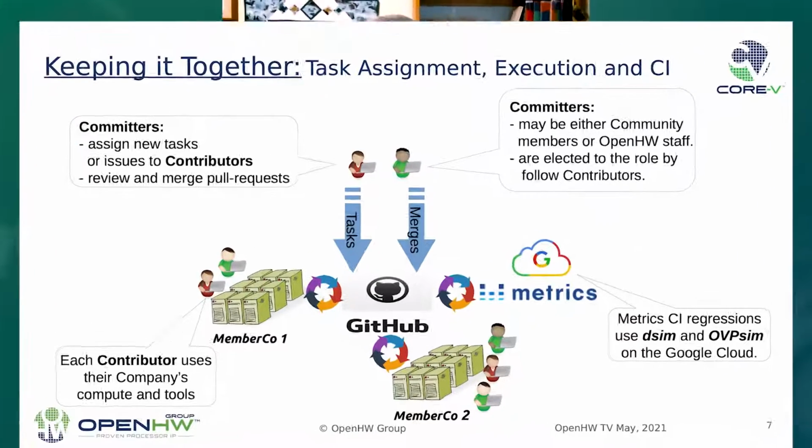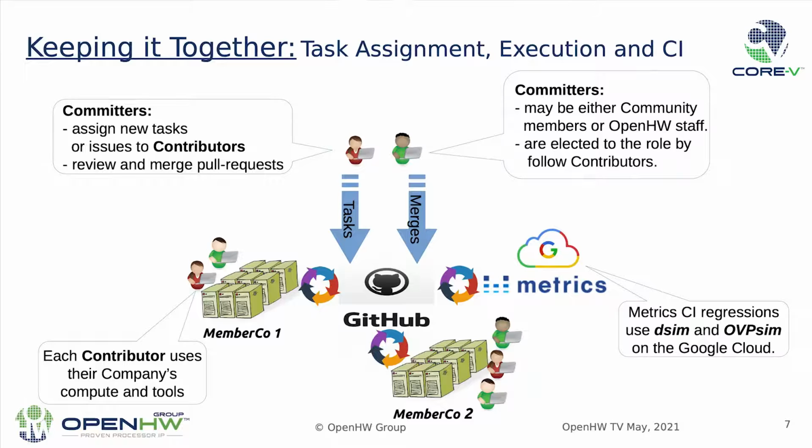This automatically kicks off a Metrics CI regression on the Google Cloud, and my colleague Aimee Sutton will be speaking about that in just a little bit. The results of this regression can be seen by anybody, and the committers will certainly see this. If it passes the regression, at the level that it needs to pass, and if it passes the review, then that code is merged into the development branch or the release branch. And the project moves forward until we've achieved our goals.